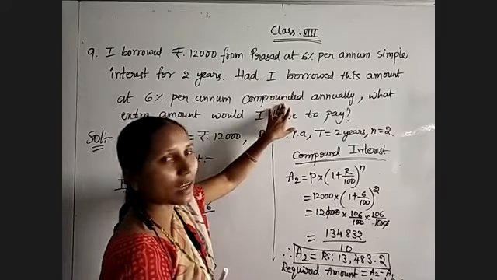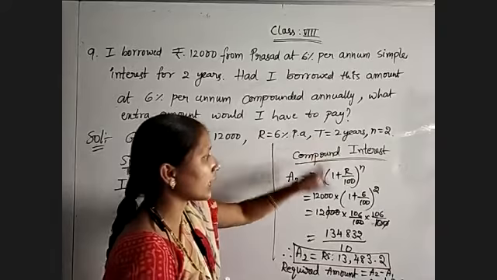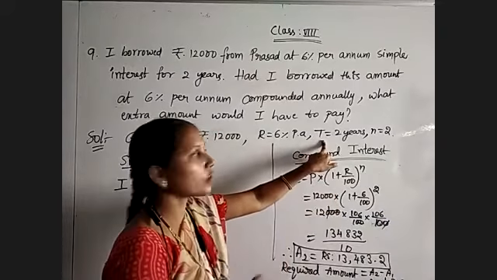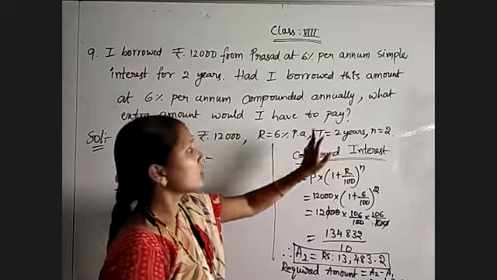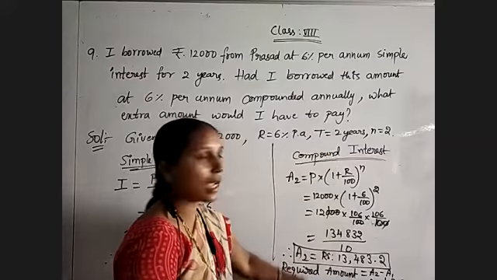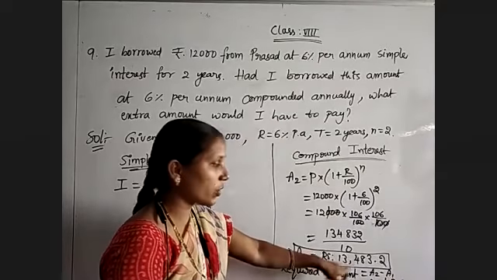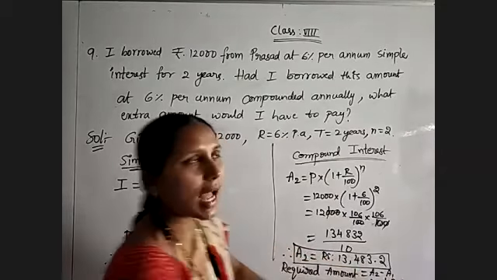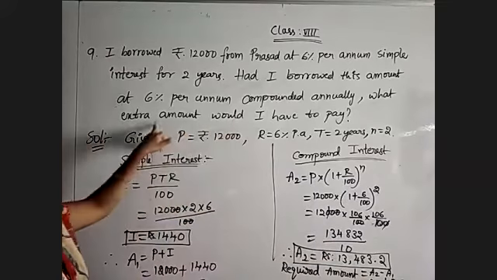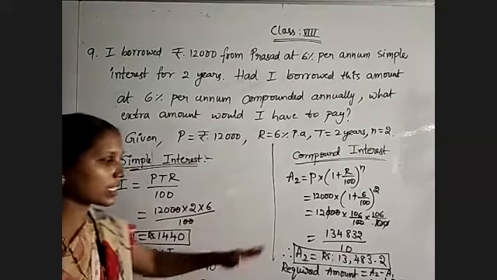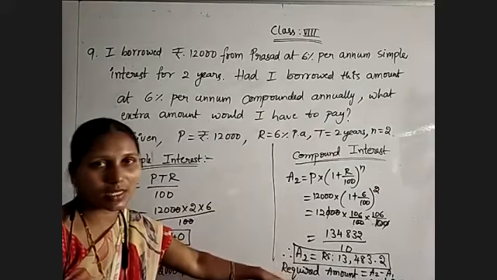In case of annually, whatever rate of interest is given will be equal for years, and the number of conversion periods is also equal to the number of years. So by applying the formula, we are getting the compounded amount as 13,483.2. And they are asking what extra amount would I have to pay, meaning what is the difference between these two. That is the extra amount he is paying in case of compound interest.